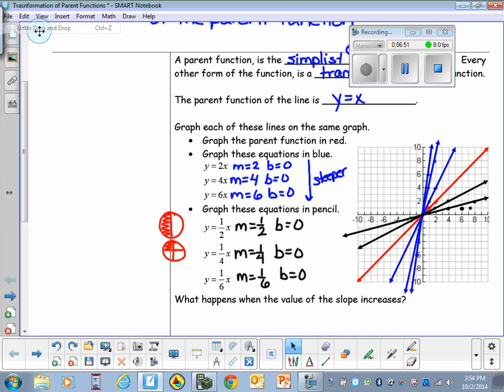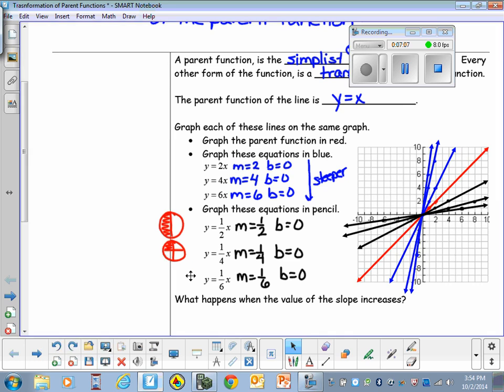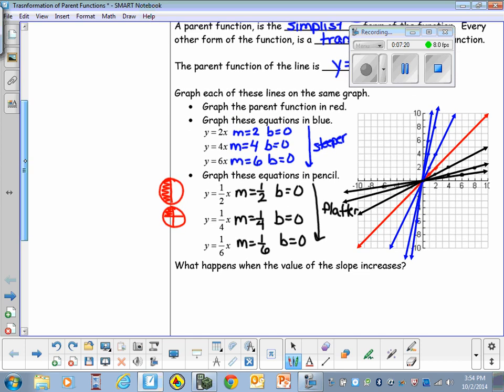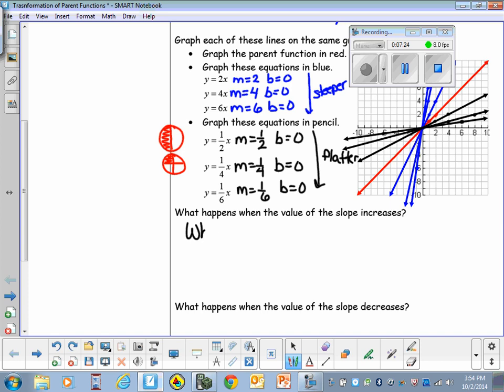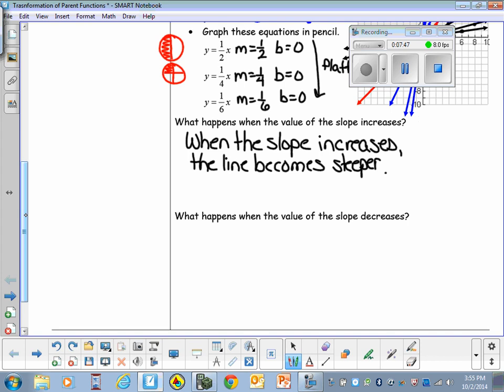Whoops. Edit, undo. Didn't quite pick up my line tool correctly. Put on my arrowheads. All right, so as my slope got smaller, as I went down these 3 options, my line got flatter. So, what happens when the slope increases? When the slope increases, the line becomes steeper. When the slope decreases, the line becomes flatter.